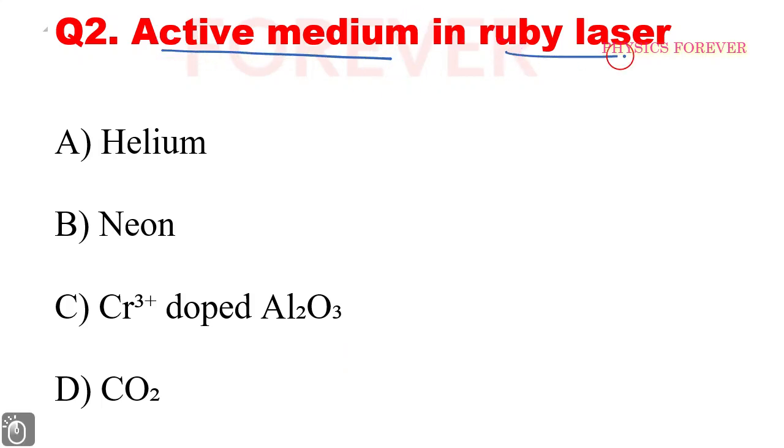The active medium in the ruby laser is chromium 3+ doped aluminum oxide. Okay, so this is the active medium we have to use in the ruby laser. Then it works based on optical pumping and produces a red light. Okay, so then the wavelength for red light is 694.3 nanometer, most important.